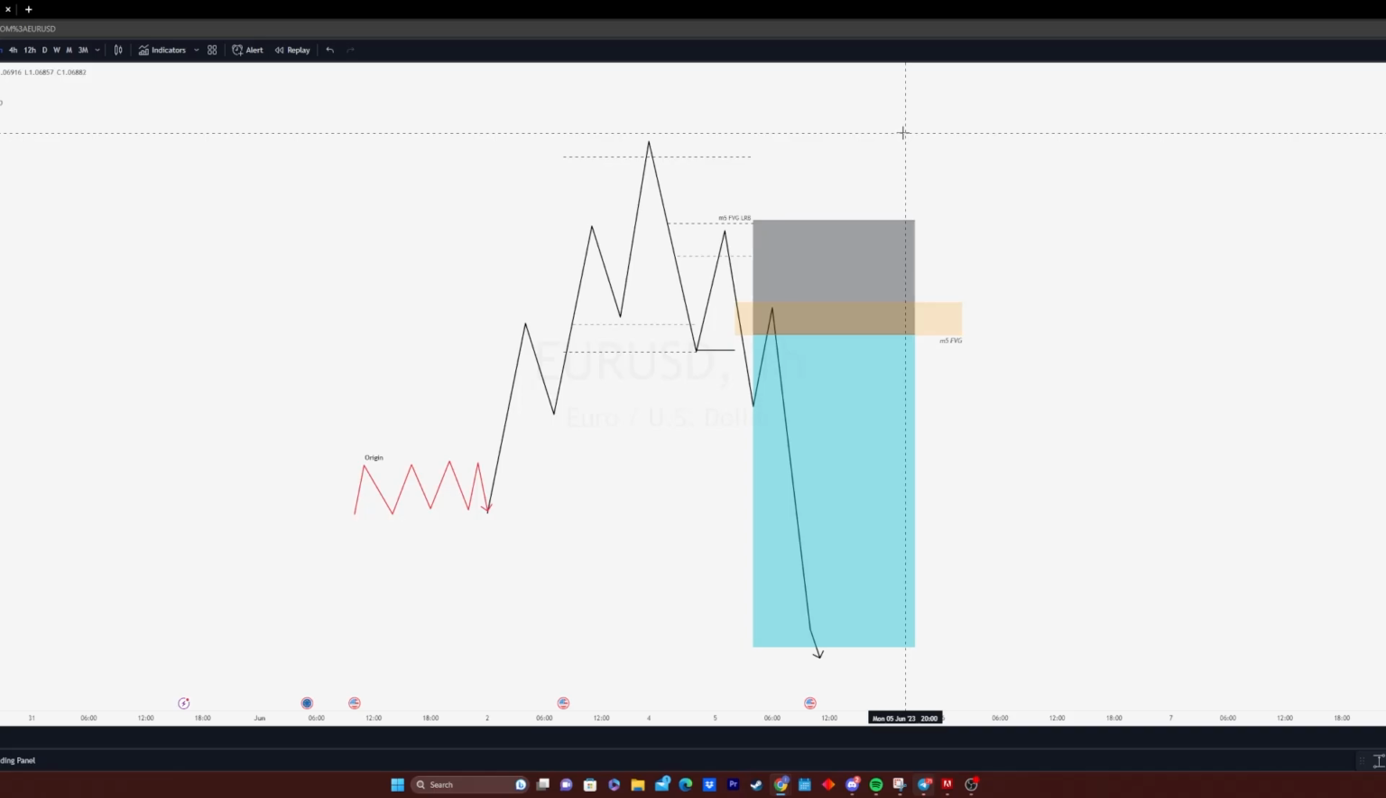So if you usually risk 1% in a trade, for this entry you risk 0.5. Now, why? If you don't know, the link will be in the description: the power of 3. Power of 3 is an area of accumulation, manipulation, distribution.